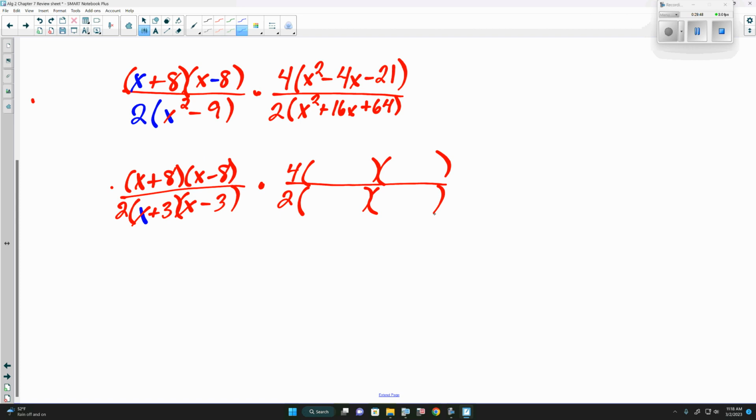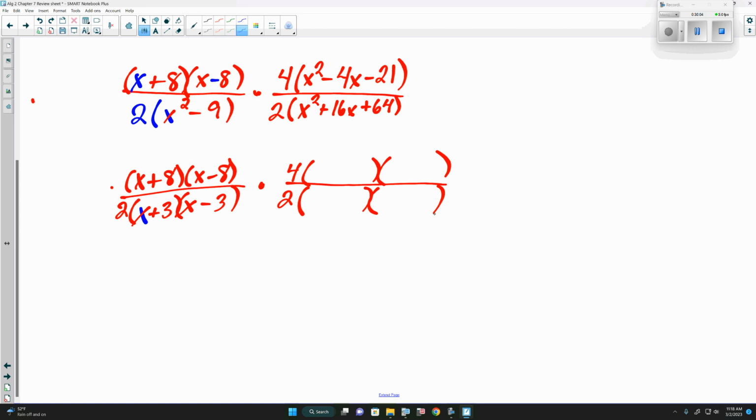What are we hoping is in the other denominator? One of those fractions or sets of parentheses to be x minus 8 or x plus 8. Because our 2 numerators that we have so far are x minus 8 and x plus 8. So if we have one of those, that would be nice.